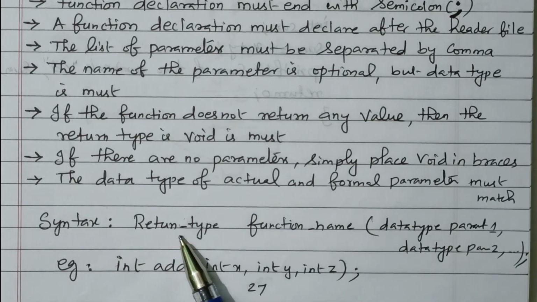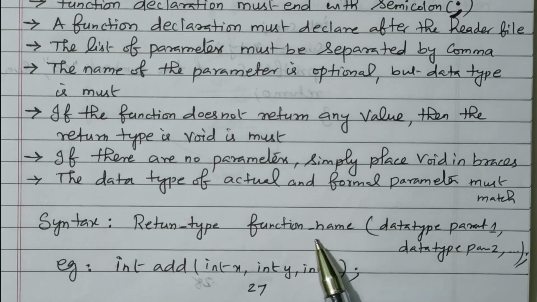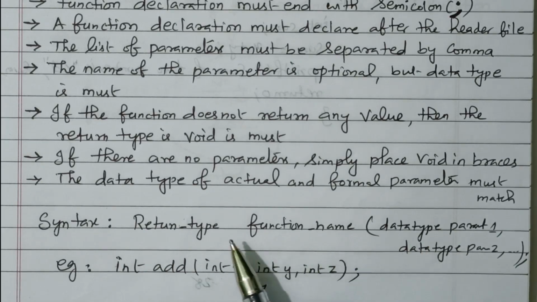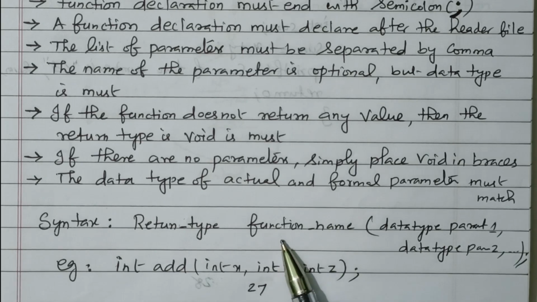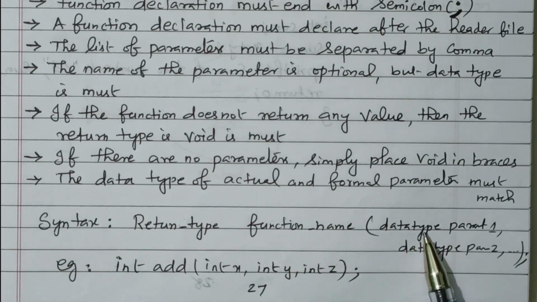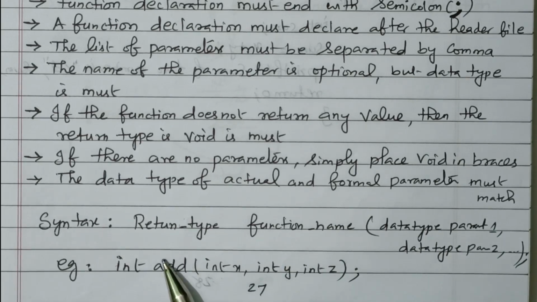Return type. We need to specify what is the return type, then function name, data type 1, 2 like that. So we need 3 terms. What is the return type of the function? What is the function name? What are the data we are going to pass? For example, int add. So add is the function name. Then there are 3 parameters available: integer x, integer y, integer z. Then the return type is integer.